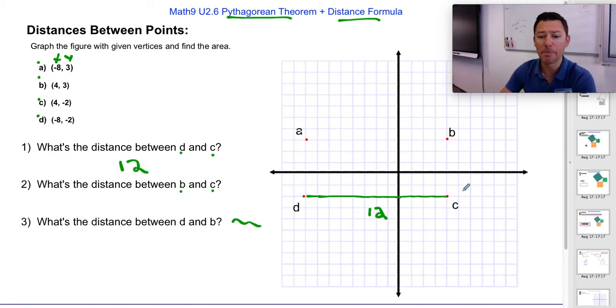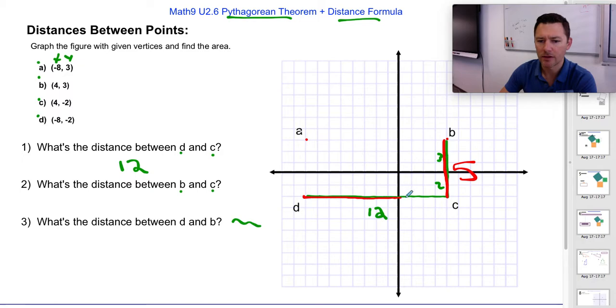The distance between B and C is, well, you'd have to go from B to C or C to B. It doesn't really matter. 1, 2, 3, 4, 5. Right? There were 2 here and 3 here. So in total, this thing is 5 units.